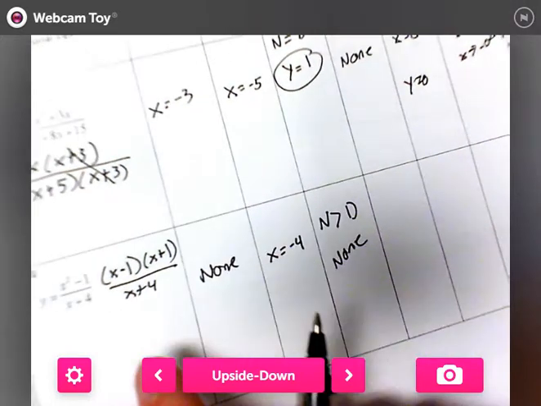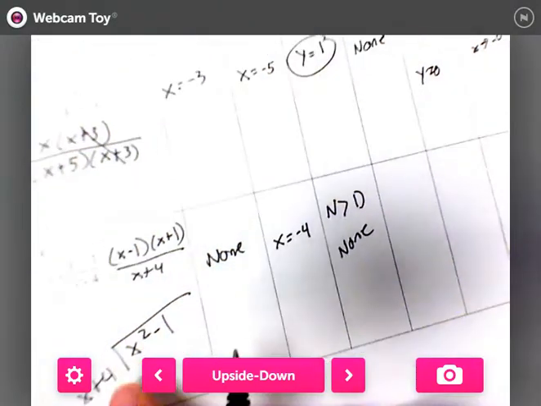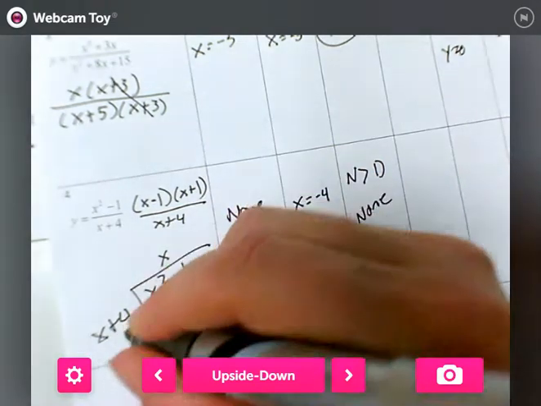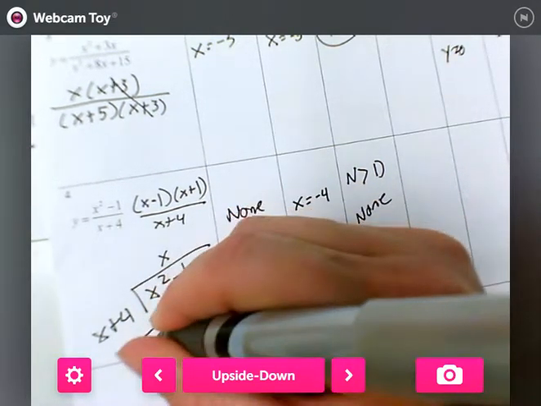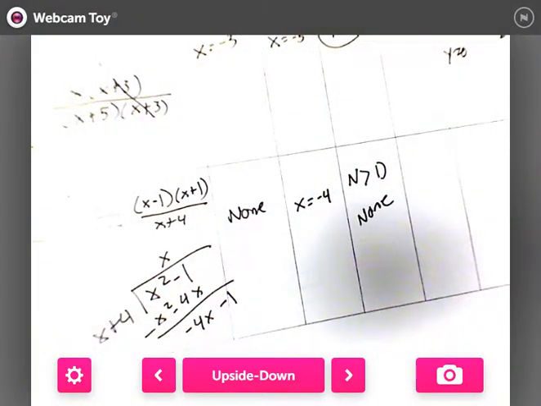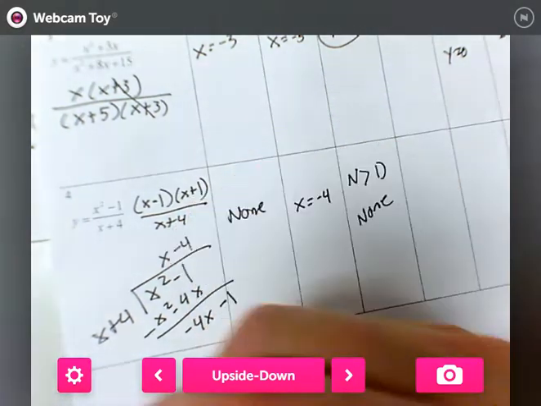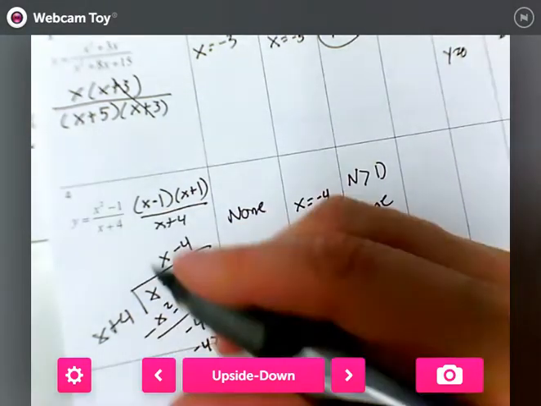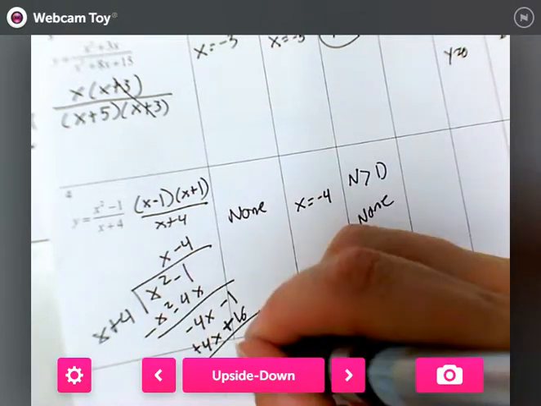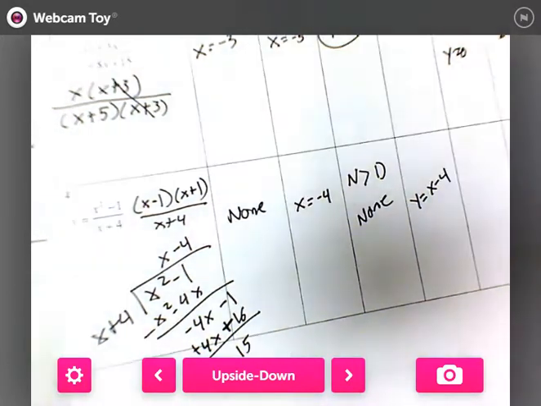Your oblique asymptote: if we divide x squared minus 1 by x plus 4, x times what gives me x squared? X. X times x is x squared. X times 4 is 4x. We're going to subtract right down. We get negative 4x minus 1. Okay? X times what gives me negative 4x? It's negative 4. Negative 4 times negative 4 is 16, but we change the sign and add straight down. We get 15. So our oblique asymptote is y equals x minus 4.